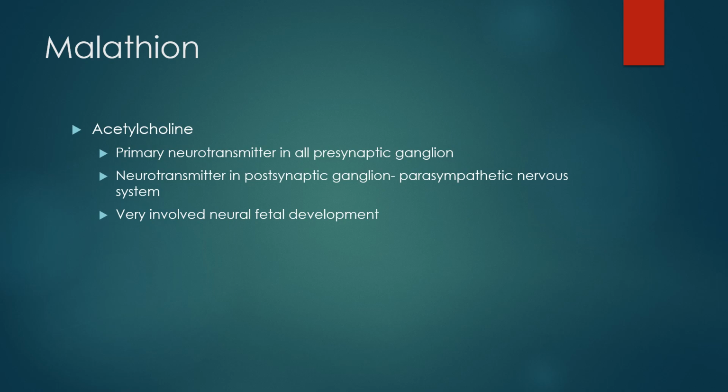Acetylcholine is the primary neurotransmitter in all presynaptic ganglia and the only neurotransmitter in the postsynaptic ganglia of the parasympathetic nervous system. It is also involved in neurofetal development. Embryologically, acetylcholine is very involved in the development of the nervous system. It is expressed by developing neurons and during periods of axonal growth.